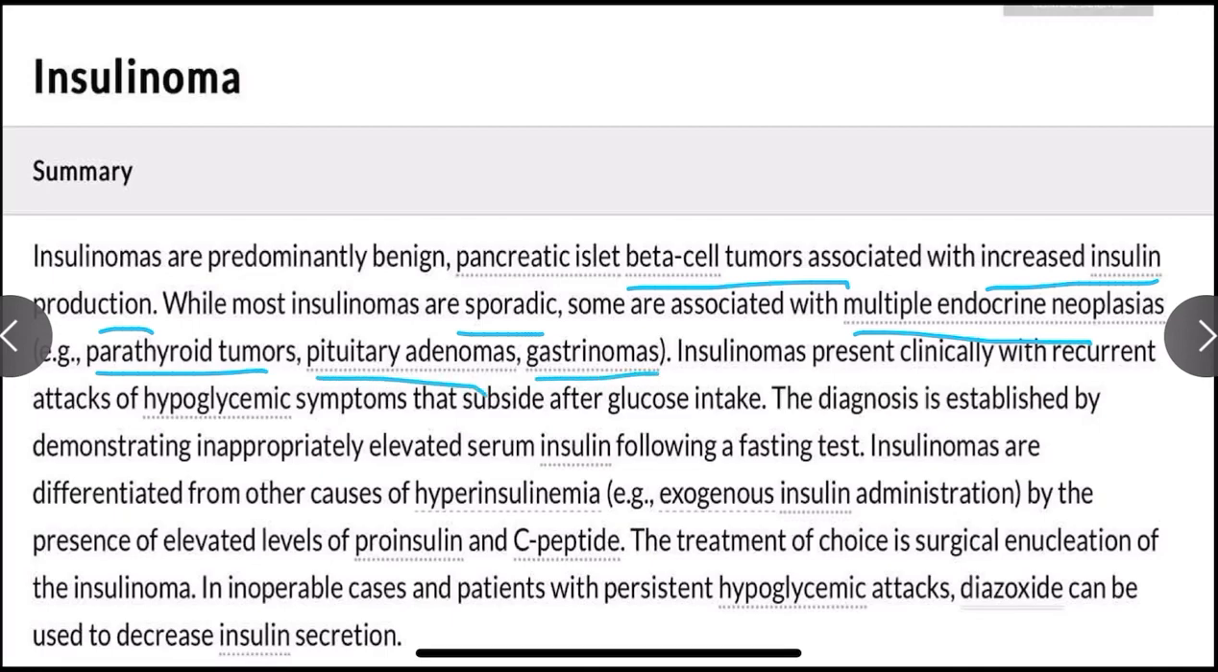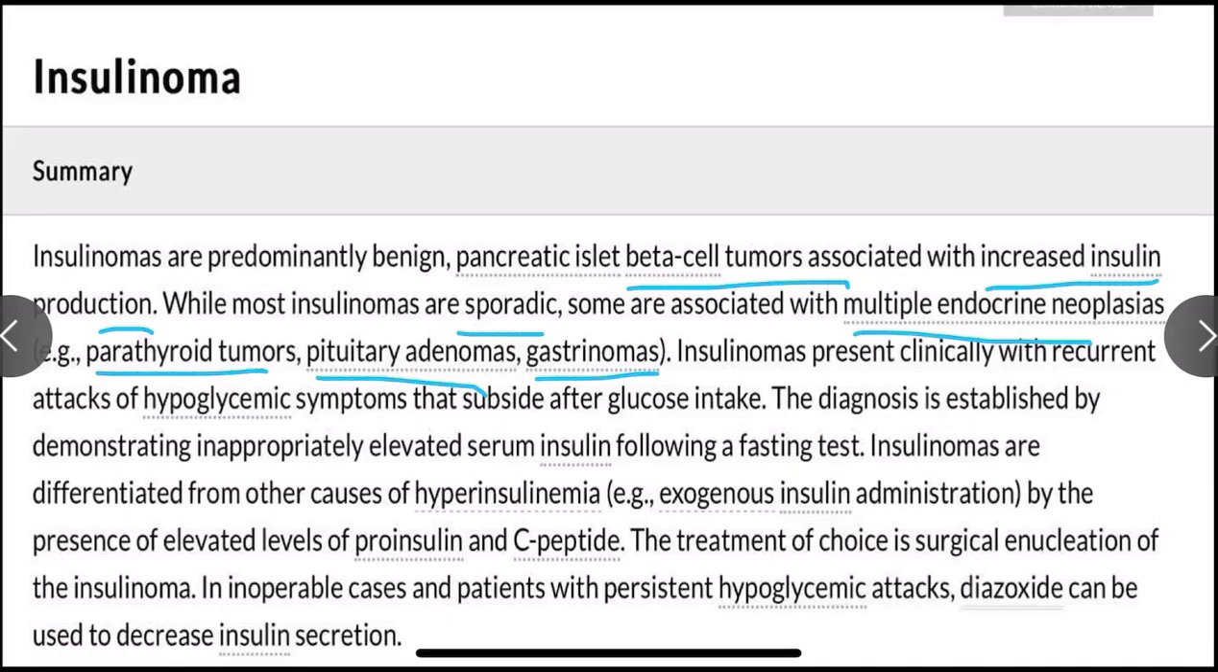they show us a gastrinoma. Why? Because our duodenum has some G cells, our pancreas also has some G cells, so for that reason gastrinoma is here. But in the case of insulinoma, it will replace this gastrinoma, and that's why it is associated with multiple endocrine neoplasia. Okay, and insulinoma presents clinically with recurrent attacks of hypoglycemic symptoms, which subside after glucose intake.